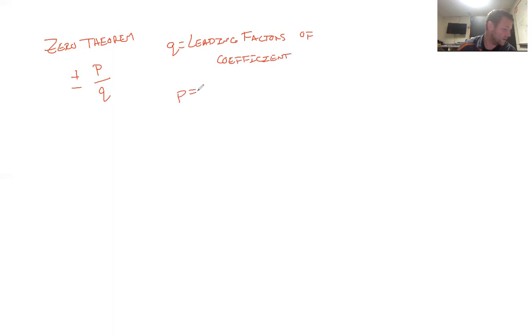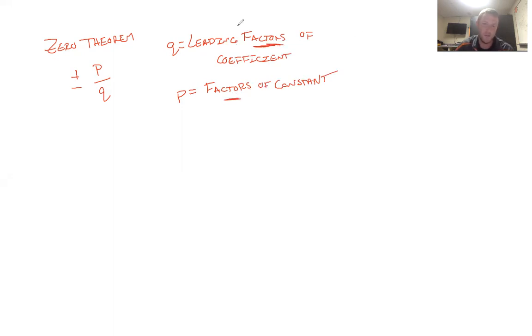Okay, so the zero theorem is this. The possible values are plus or minus p over q, where q is the factors of the leading coefficient, and the p is equal to the factors of the constant value. Okay, and again, factors is the key word.